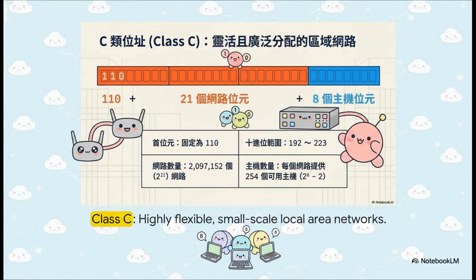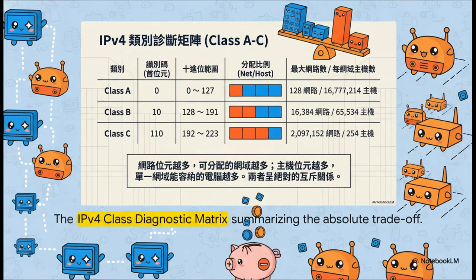Then we have Class C, starting with a fixed 110. This class swings the pendulum entirely the other way. It maximizes the number of networks to over 2 million, making it highly flexible for everyday distribution. But the trade-off? It severely shrinks each network down to just 8 host bits. Following our golden rule, 2 to the power of 8 is 256, minus 2 leaves us with exactly 254 usable house numbers per network.